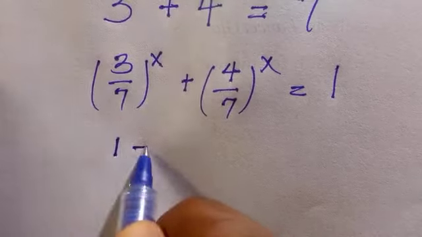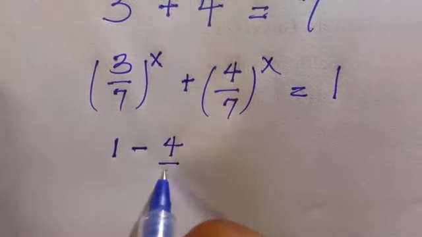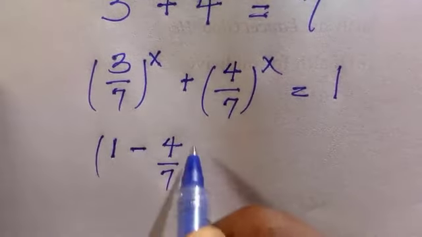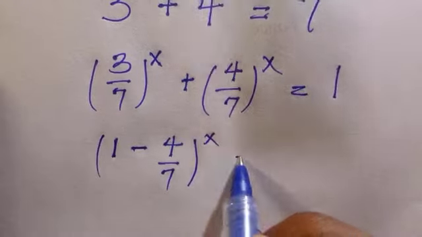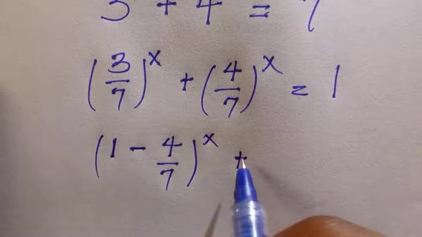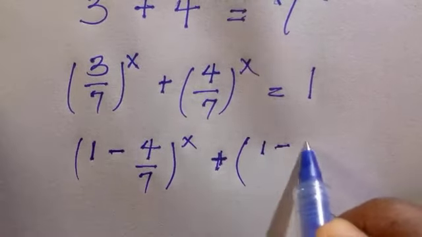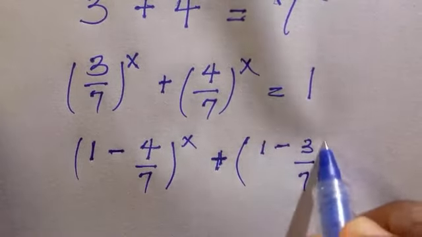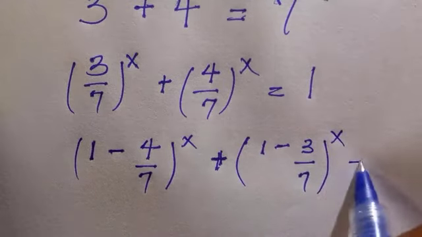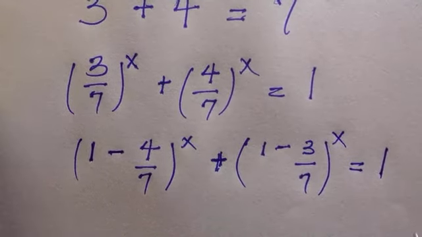But what I will do is subtract 4 over 7 from 1, so we have this raised to the power x, plus, and similarly with this, we are going to have 1 minus 3 divided by 7. This one is also raised to the power x, and everything equals 1.